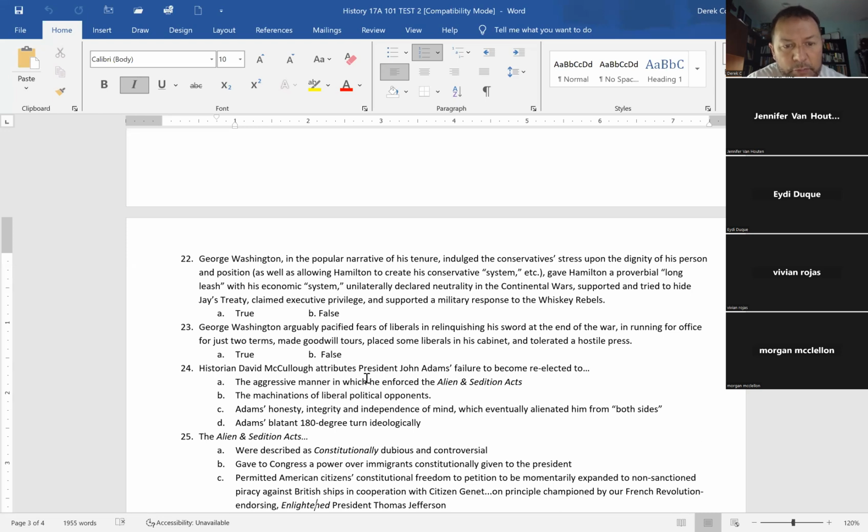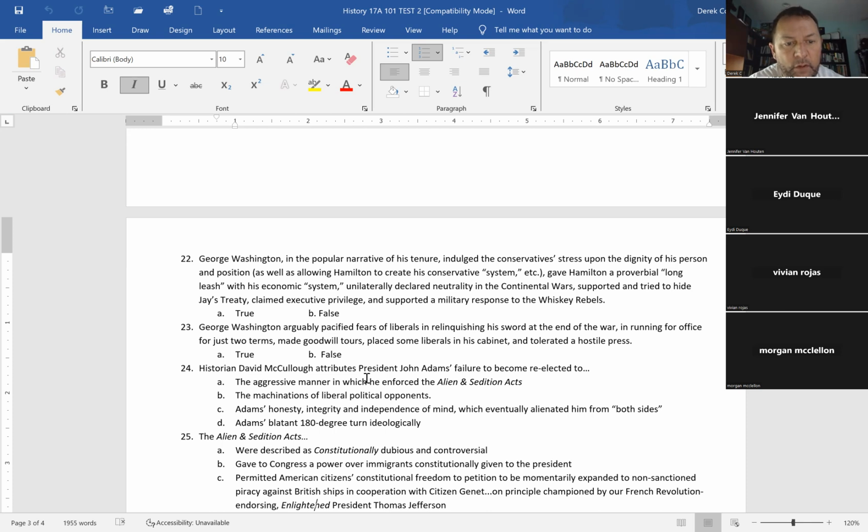23, George Washington arguably pacified fears of liberals in relinquishing his sword at the end of the war to the Continental Congress, in running for office for just 2 terms, in making goodwill tours, in placing some liberals in his cabinet, and in tolerating a hostile press, especially Philip Freneau and his National Gazette that tore into him all the time. That is true as well.